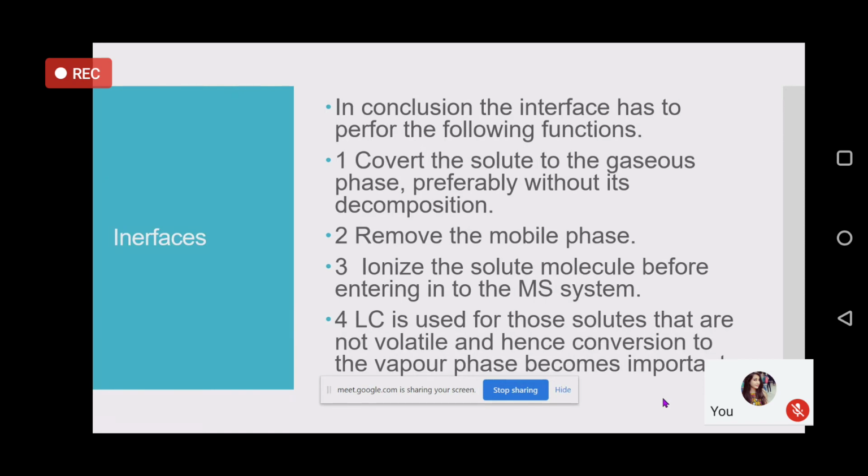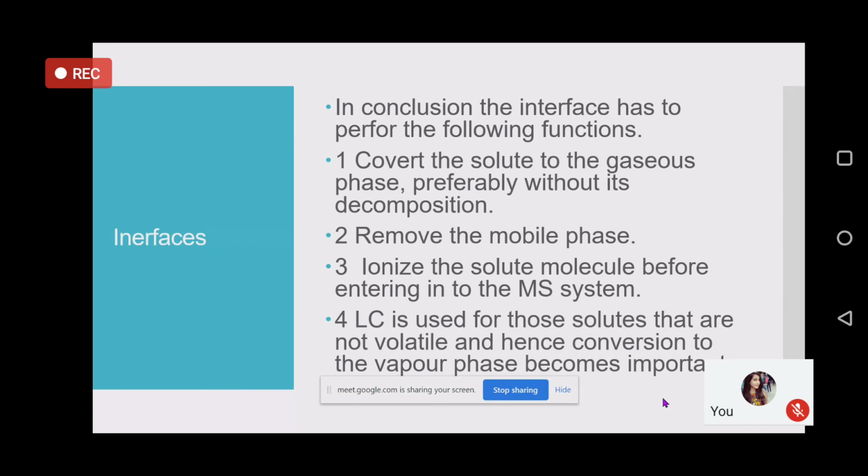What is the reason for LC to operate under ambient or room temperature conditions, and what is the reason for the mass spectrometer to operate at elevated temperatures? Why should LC operate at ambient or room temperature? Yes? Sir, because we are analyzing the liquid, we can't allow the liquid to convert into the gaseous phase. So the temperature needs to be ambient in LC.